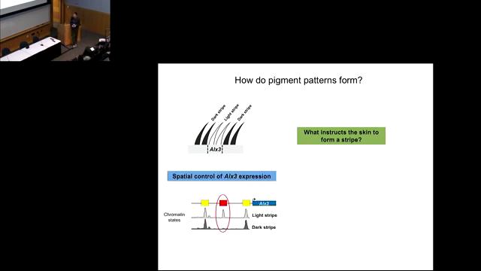One of the things that I'm currently doing is we're trying to figure out what controls the spatial expression of ALX3. And so again, there are many ways of doing this. One of the approaches that we're taking is assaying chromatin states at a genome-wide level, and so looking for things that are different in the light stripe than in the dark. So in this mock example, there's a region here that is activated in the light stripe that is not activated in the dark stripe.